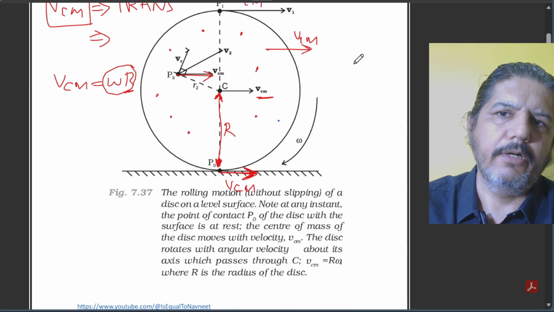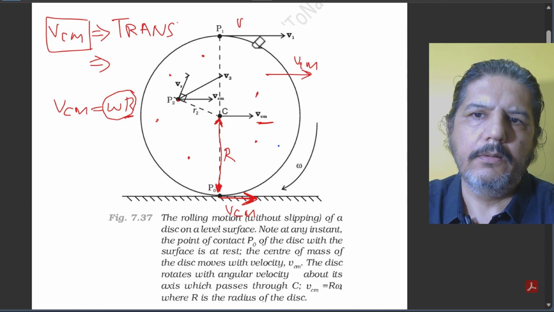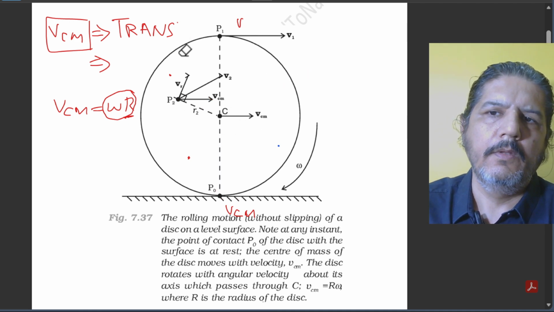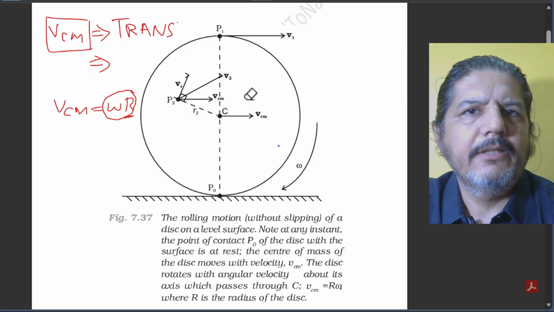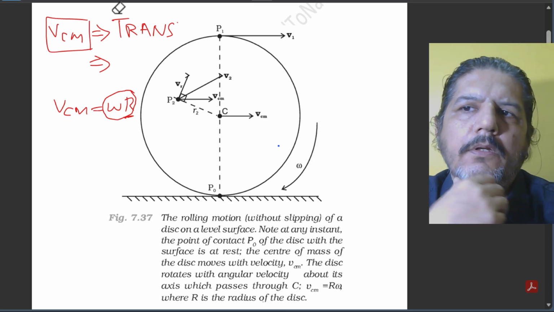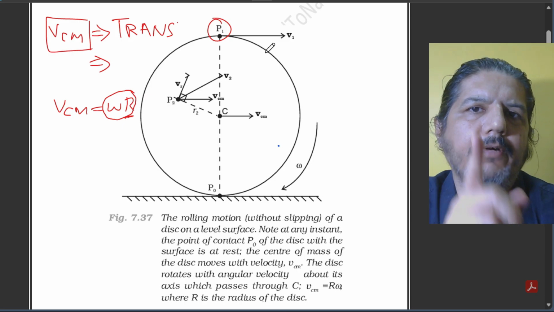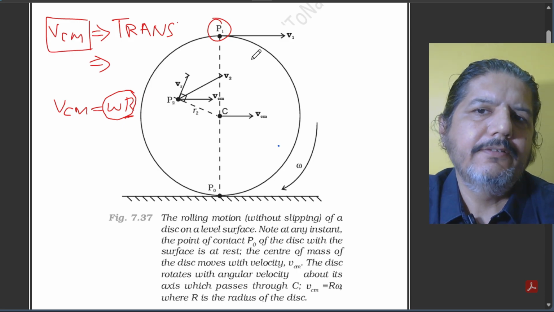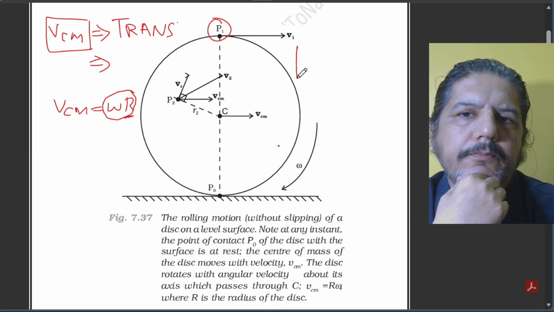Just to illustrate, this VCM part is always the same. So to calculate the VCM, I can take any point. For ease of calculation, I'll be calculating the VCM at P1, and you will realize in a few minutes why this helps. So this is my coordinate axis.